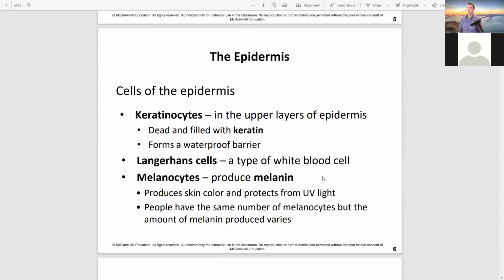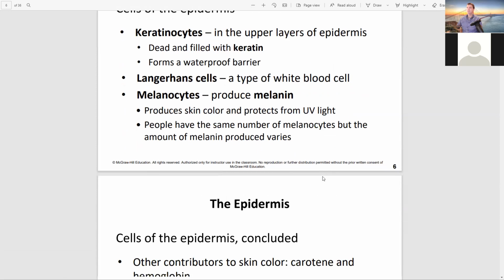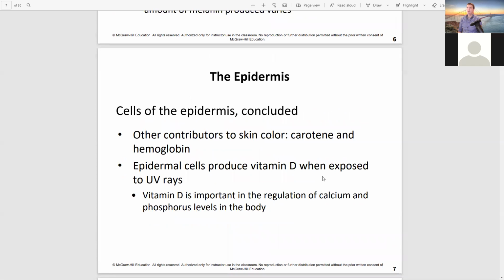The cells of the epidermis. There's keratinocytes, which are in the upper layers of the epidermis. These are dead and filled with keratin, and this forms a waterproof barrier. Then we have Langerhans cells, which are a type of white blood cells. And then we have melanocytes, which produce melanin, and these produce skin color and protect from UV light. And people have the same number of melanocytes, but the amount of melanin produced varies. So, cells of the epidermis concluded.